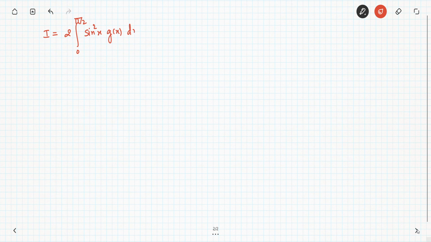Okay, this is the first integral, and again I can write it like this, I is equal to, let us better write it as I1 because it is not the whole integral. So 0 to pi by 2 cos square x g of x dx. Now what happens if I add both of them? If I add both of them, then I can write it like this, twice of I1 is equal to twice of 0 to pi by 2 g of x dx.